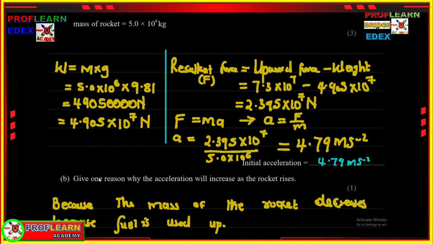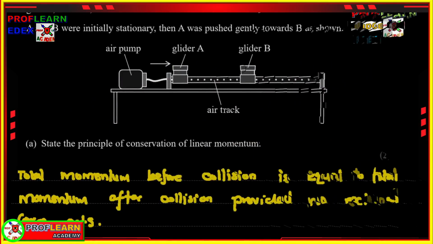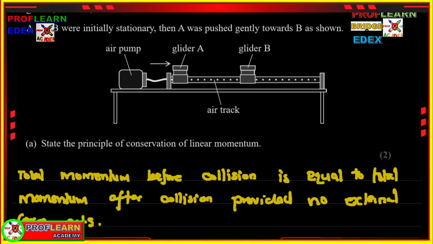Now, the question is, give a reason why the acceleration will increase as the rocket rises. As the rocket rises, remember, it uses fuel, and therefore the overall mass of the rocket decreases. For that reason, the rocket will accelerate more.